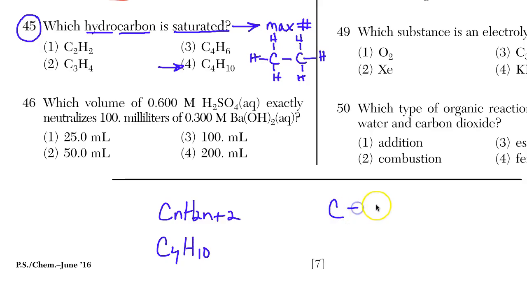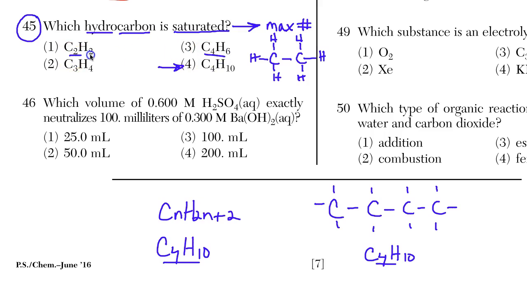4 carbons, single bond. We have to have single bonds between the carbons to have the maximum number of H's. And if you count carbon having 4 bonds apiece, you can count the carbons. 4 carbons, then 1, 2, 3, 4, 5, 6, 7, 8, 9, 10 H's, and that's how you can do it as well. The rest of these will have to have a multiple bond between them.